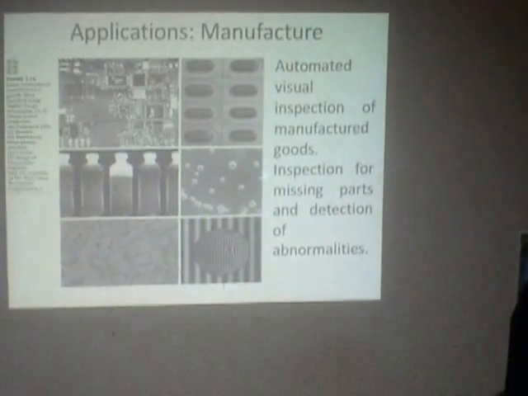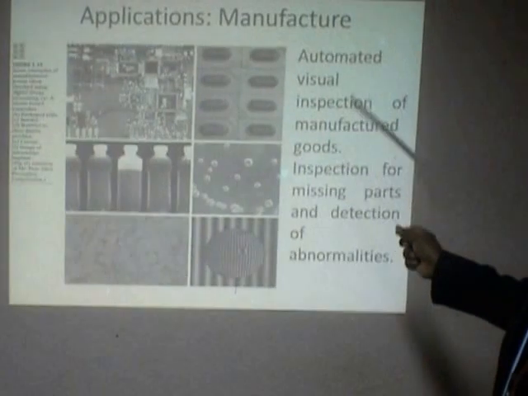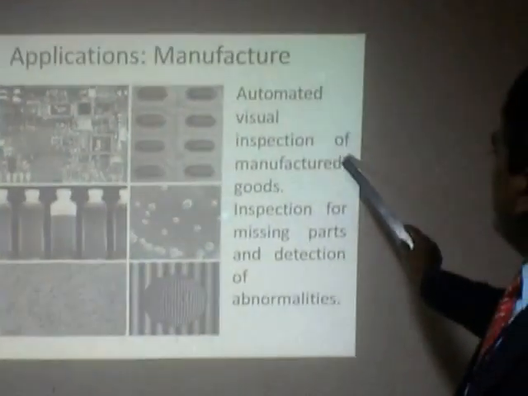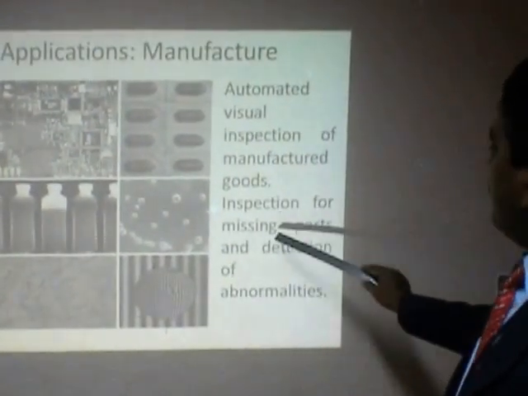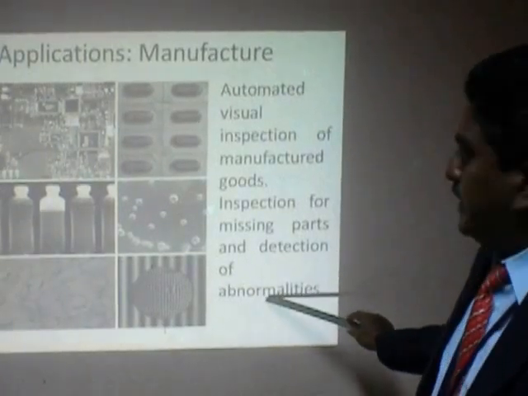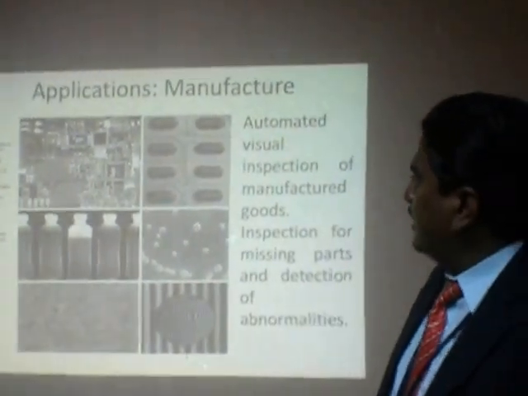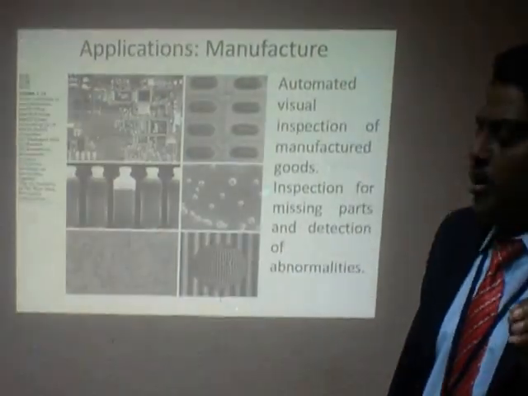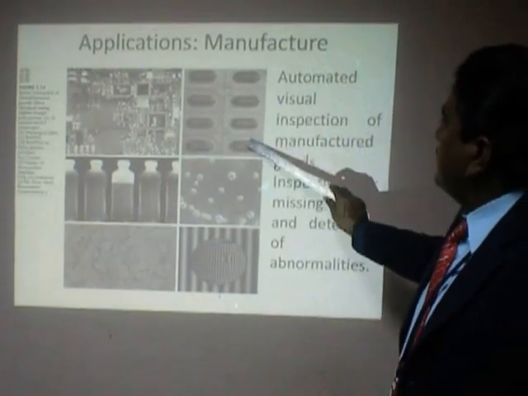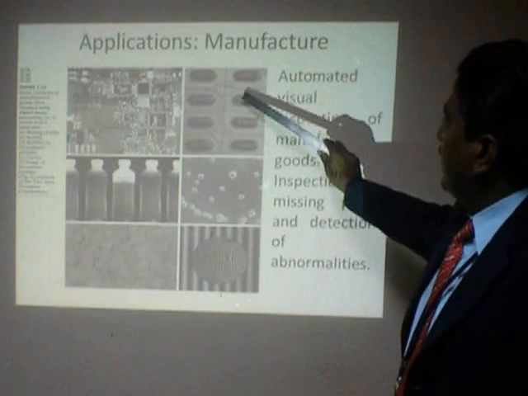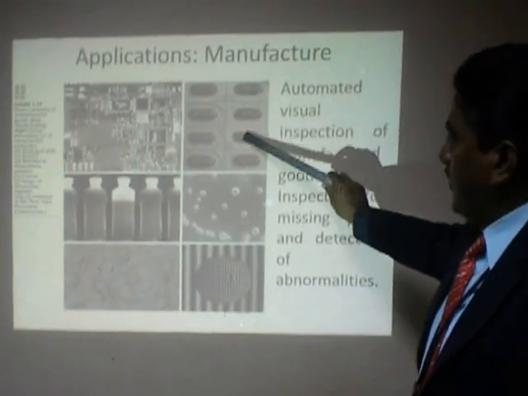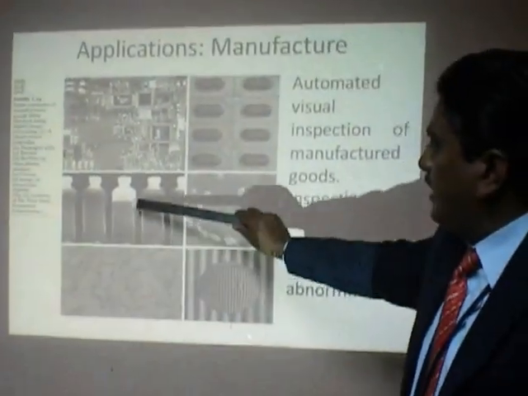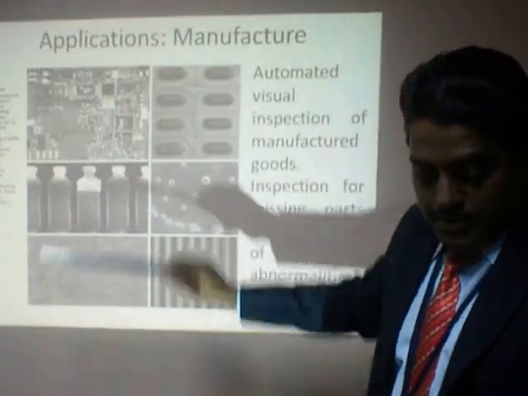The next application is in the manufacturing industry. Here we have automated visual inspection of manufactured goods. The inspection for missing parts and detection of abnormalities is done by image processing. Here the first one is a printed circuit board, where we have to find the missing components. Here this is a tablet filling image, used to find the filled tablets. Also this image refers to the bottle filling mechanism. It is used to check the level of the liquid.